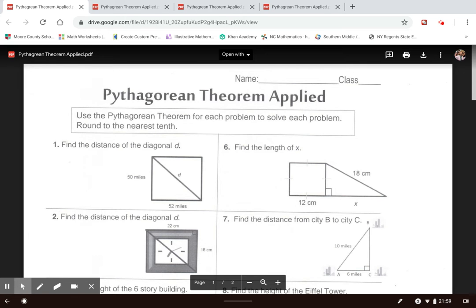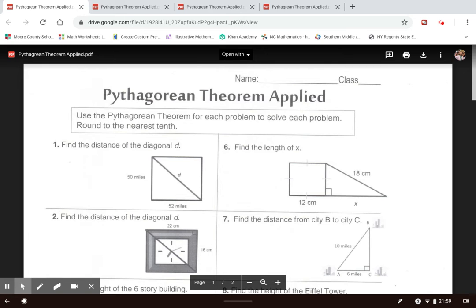This assignment that we're going to start today is called Pythagorean Theorem Applied. There's a total of about 19 problems for you to do, or 18 maybe, and it's going to be due tomorrow. So you can do half of it today and half of it on Tuesday, or you can do all of it today and none of it tomorrow, whatever works for you.